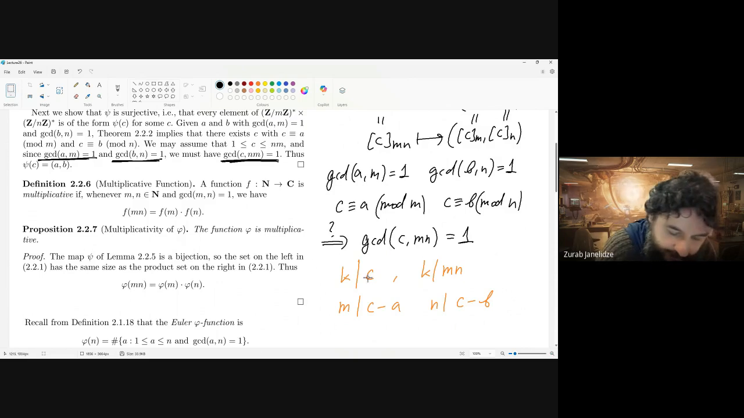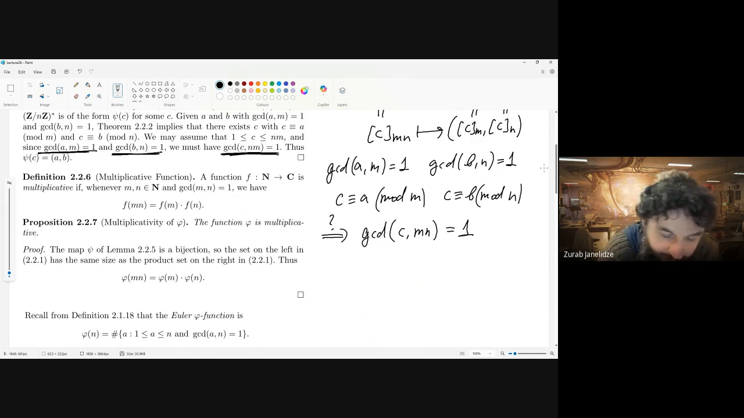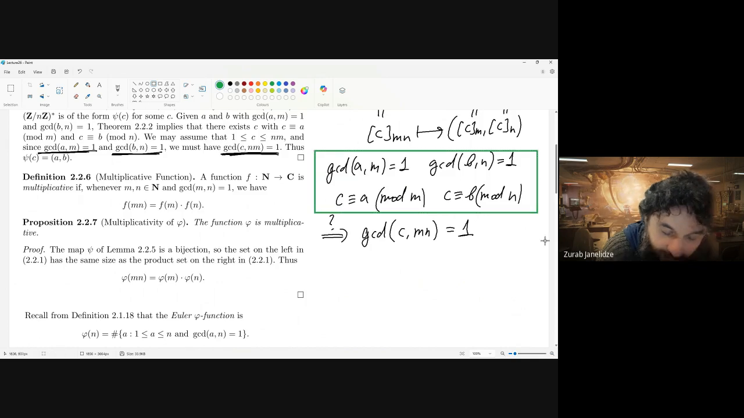So let's analyze properly all the given data. Okay. So this is the given data, right? We are given that the GCD of A and M is 1, the GCD of B and N is 1 as well. And we're also given that C and A are the same modulo M, and C and B are the same modulo N.